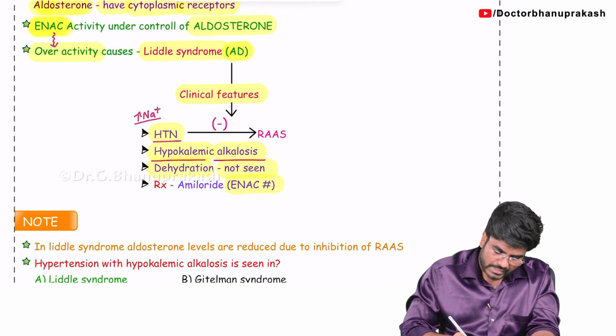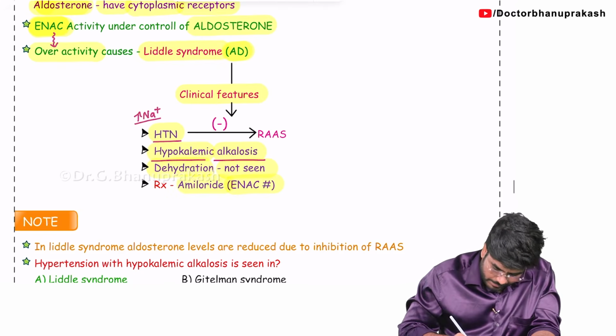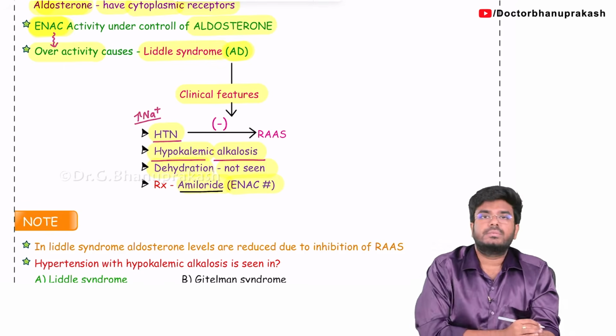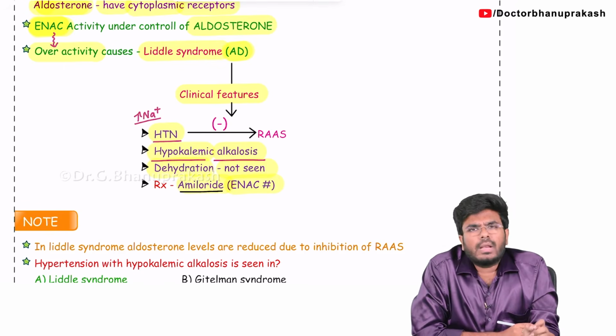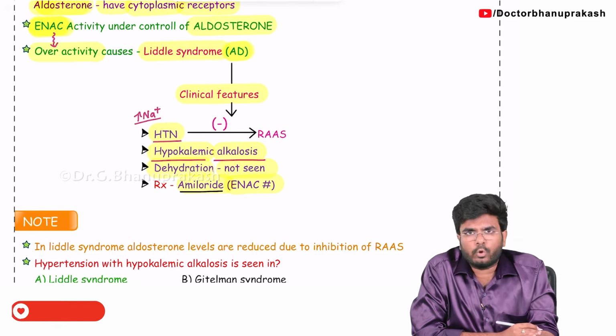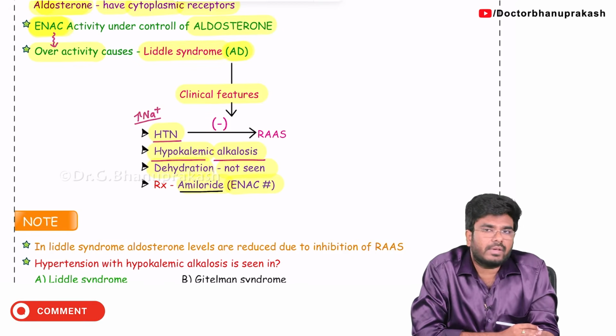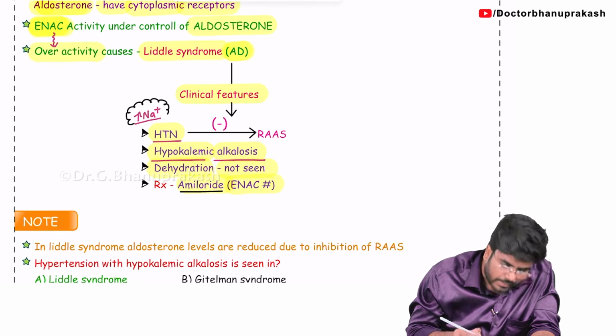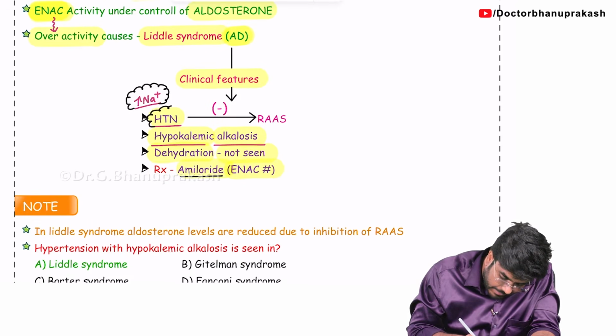The name of the drug is amiloride. So amiloride is the drug that is being used. Now my question to you: when the RAS pathway is activated? Whenever there is hyponatremia and hypotension, low BP and hyponatremia activate the RAS pathway. But in Liddle syndrome, the patient already has hypernatremia and hypertension.